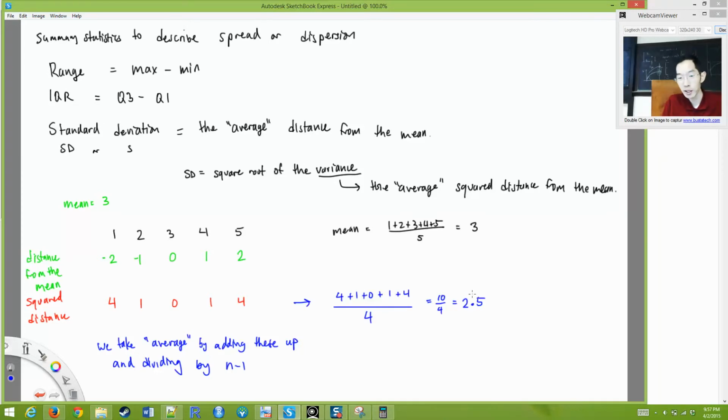Okay, so anyway, this number that we came to, this is the variance. And so the standard deviation is you just take the square root of that. So the standard deviation is equal to the square root of the variance, and we do the square root of 2.5. That's our standard deviation.